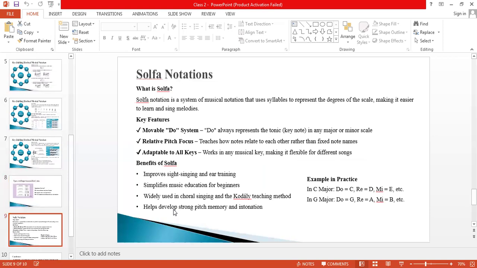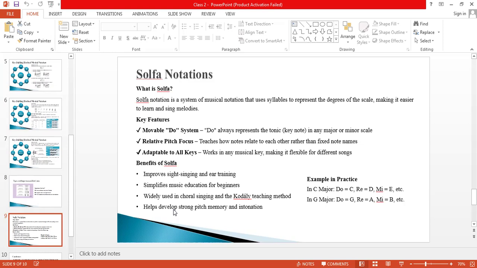Also, we come to understand that solfa notation is very, very important in music. Solfa notation is a system of music notation that uses syllables to represent the degrees of the scale, making it easy to learn and sing melody. Just as we talked about the G clef having its alphabet, with every one of those we have the solfa notation that backs it, which comes as do, re, mi, fa, sol, la, ti, do, and it can be descended as do, ti, la, sol, fa, mi, re, do. So we have it listed there.